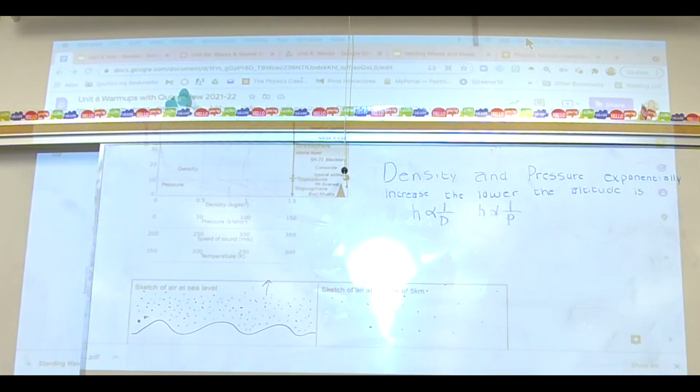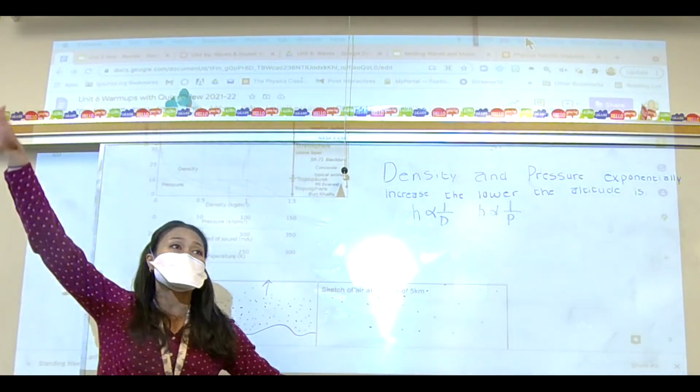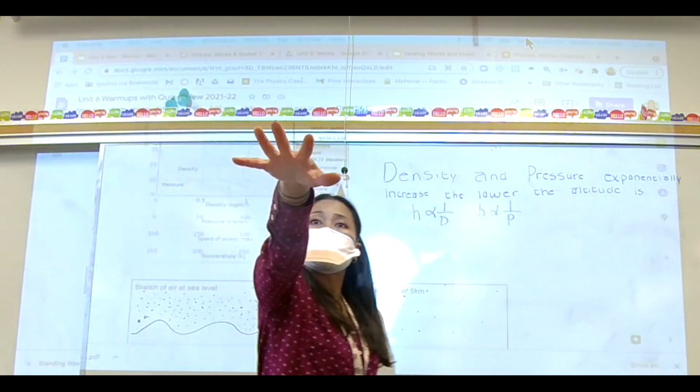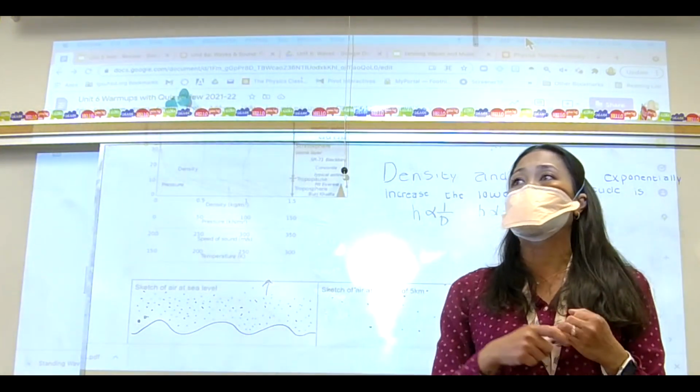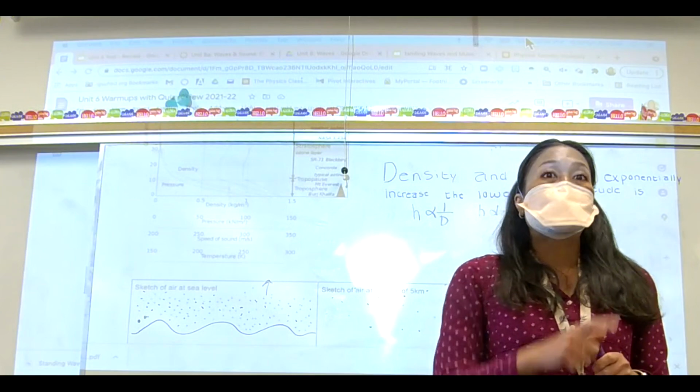Any other patterns that some groups have noticed? I want some new groups here. So group 7, group 1, this group up in the front or in the back. Can anyone contribute anything else? Alec.